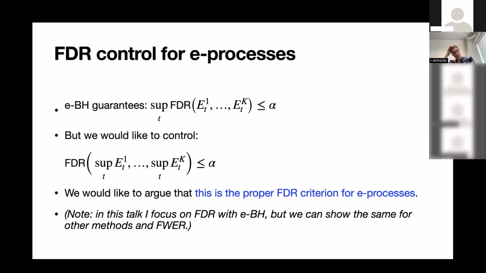So as I said, EBH guarantees that if we take the supremum over time of the FDR of these E processes, it is bounded by alpha. But actually what we would like to control is the FDR of the supremum of all these E processes. Then we don't have this problem. And we would like to argue that this is the proper FDR criterion if we work with E processes. Note that you can also show this for other types of multiple testing procedures.